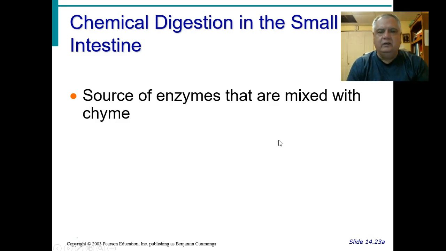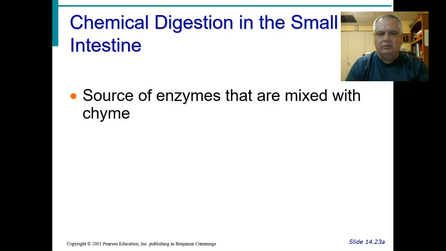All right, so let's take a look at chemical digestion in the small intestine. Remember, the bulk of digestion takes place in the small intestine. Chemical digestion means the breakdown of substances into completely different substances. For example, we're going to break down proteins into amino acids, complex carbohydrates like starches into glucose, and fats into fatty acids and glycerols.